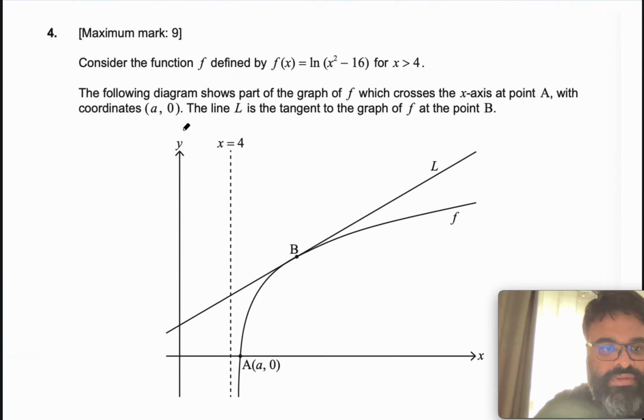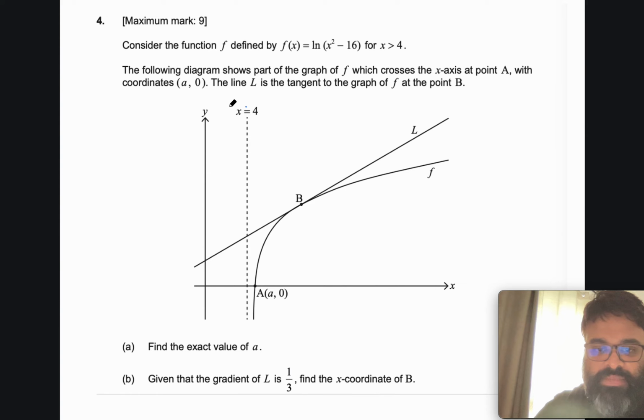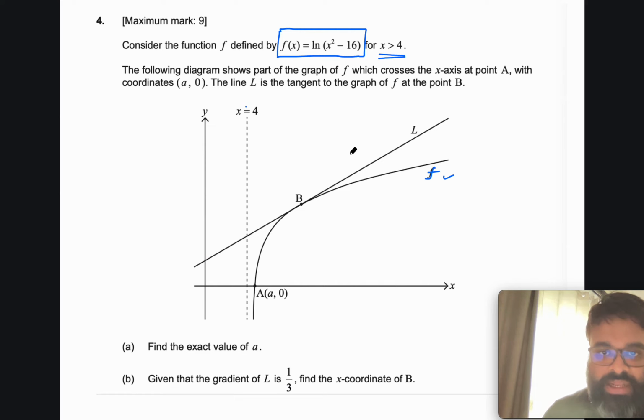Going to the next question. Let's look at question number 4. Okay, so now, let me reduce the size a bit. Consider the function f. Okay, let's see what the question is. F of x is given to you here. This is your function f. Okay, we have it here. X, the domain can only be 4 or more.